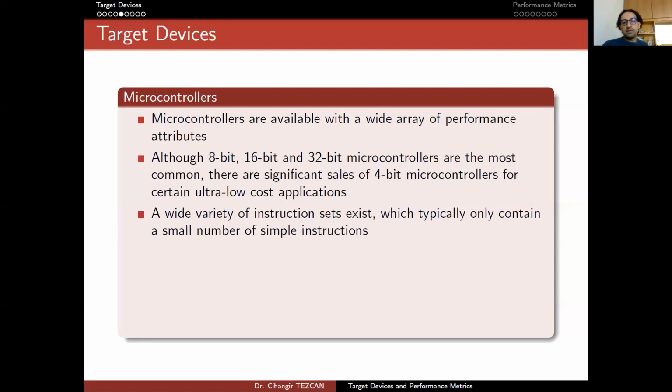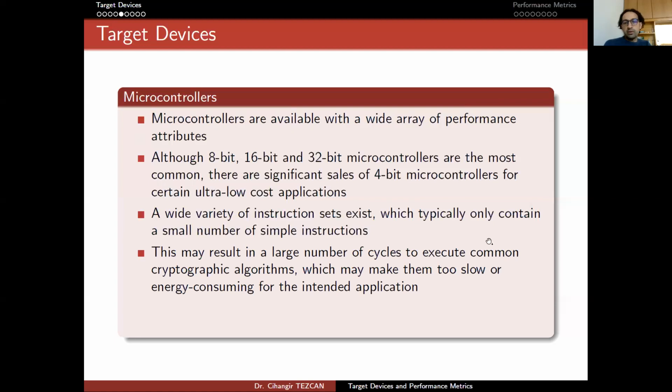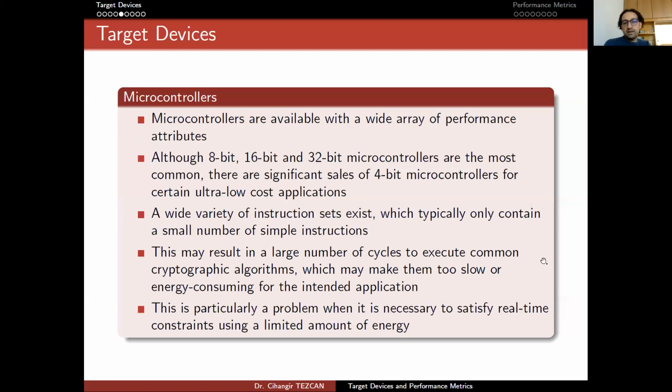So a rotation operation might need a single instruction for some devices and 3 instructions for other devices. But when we go to very small devices like 4-bit microcontrollers, the instruction sets are really small. They have a small number of simple instructions. So even to perform a simple operation, you may need to perform a lot of instructions. This may result in a large number of cycles to execute common cryptographic algorithms, which may make them too slow or energy consuming for the intended application. This is particularly a problem when it is necessary to satisfy real-time constraints using a limited amount of energy.